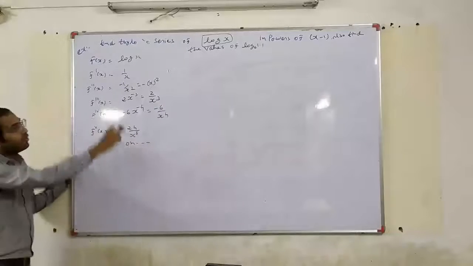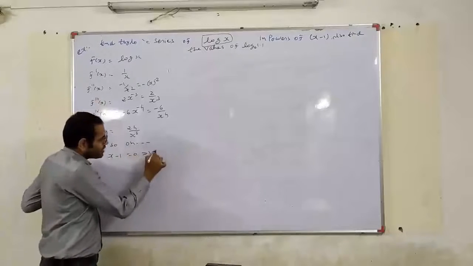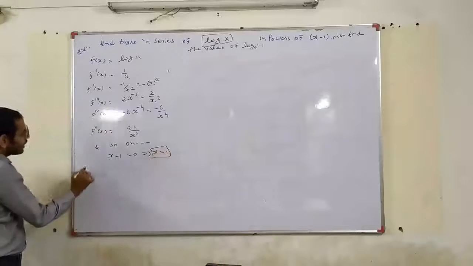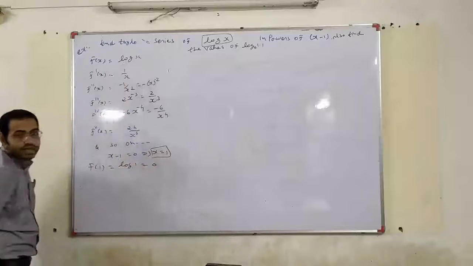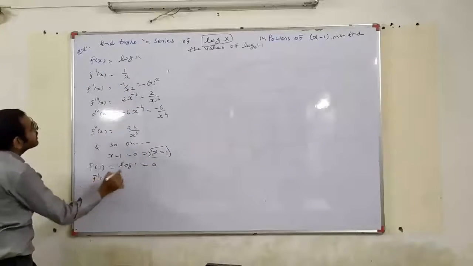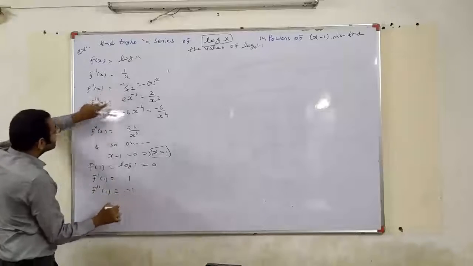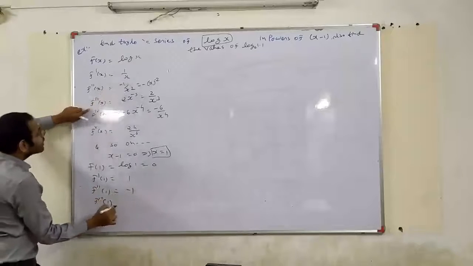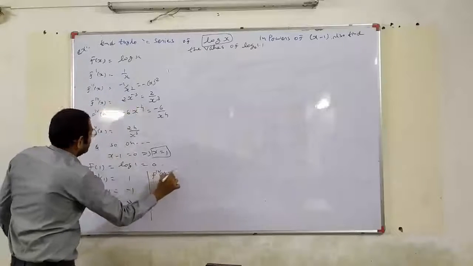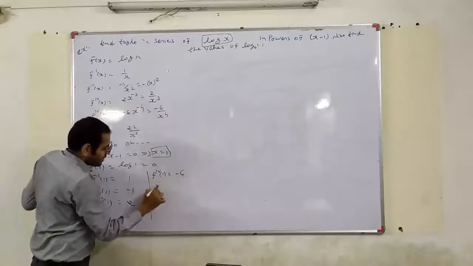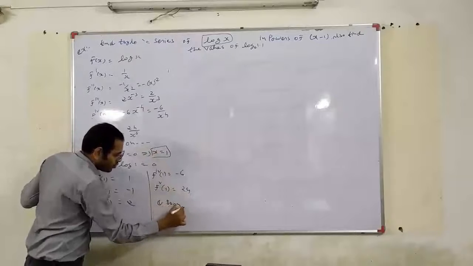Now substitute the value of x as 1, because in powers of x minus 1, it becomes x equal to 1. Then f of 1 equals log 1, the value of log 1 is 0. Here f dash of 1 is 1, f double dash of 1 is minus 1, f triple dash of 1 is 2, the fourth derivative we get minus 6, and the fifth derivative we get 24, and so on.